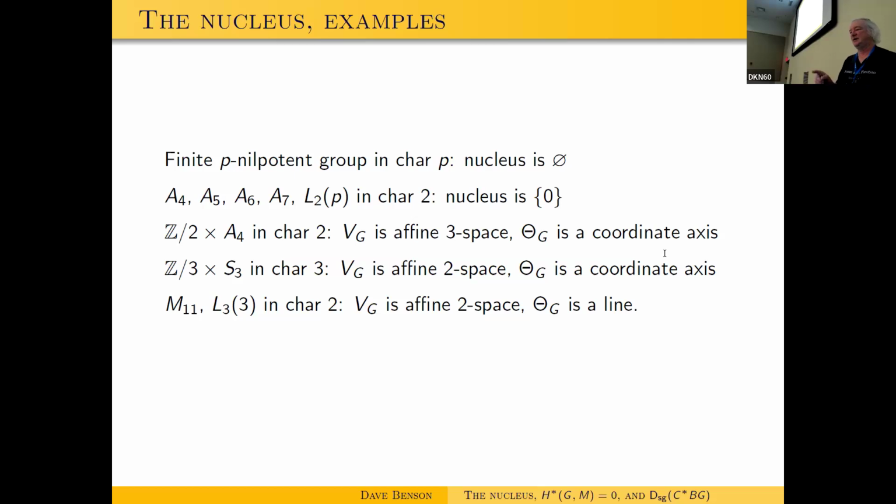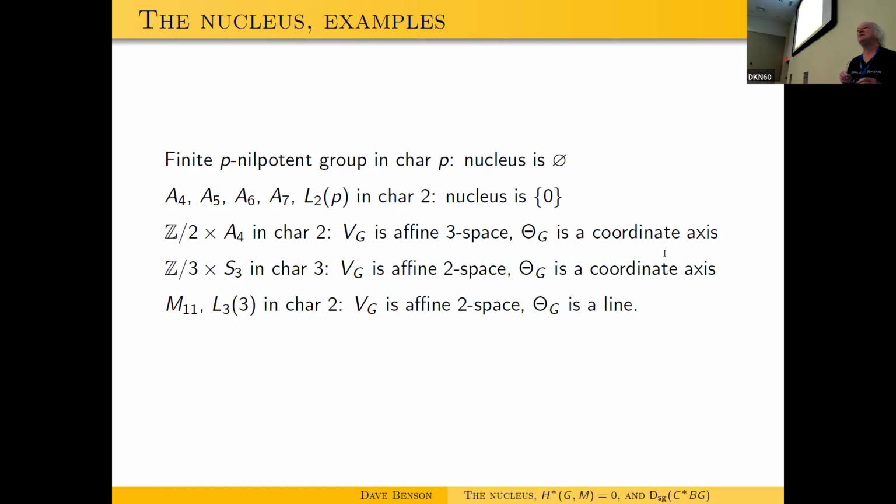So if all the centralizers are p-nilpotent, but the group isn't, then you want the origin. So I've given some examples here. If you look at small, simple groups, often their nucleus is just the origin. But as the groups get larger, of course, the nucleus is going to get bigger. So on the last line, I gave a couple of examples of simple groups with non-trivial nucleus.